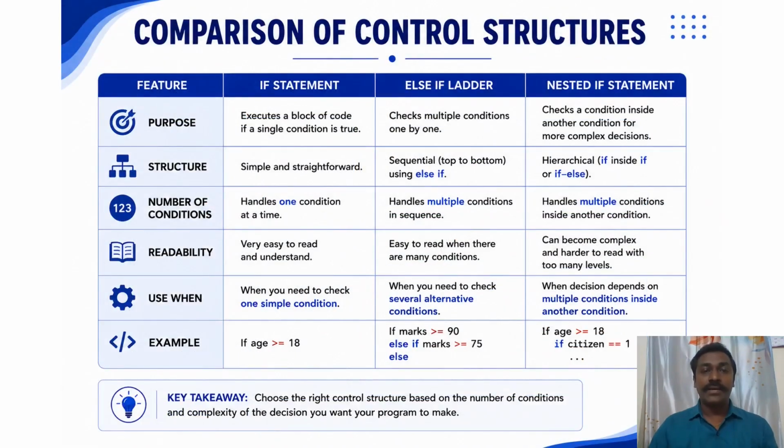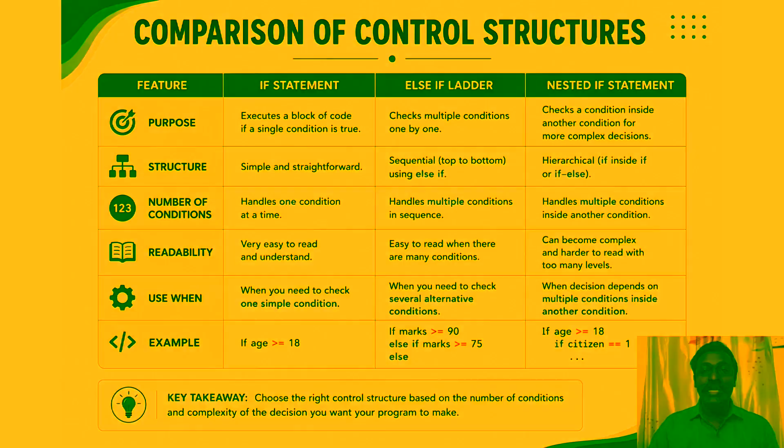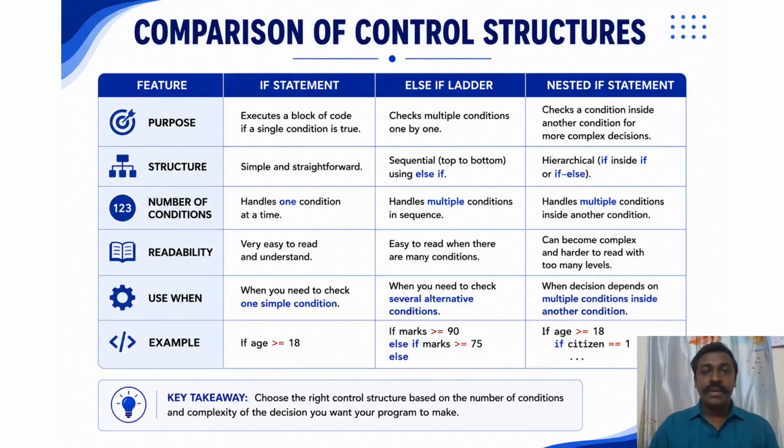Now when we compare these three: if executes a block of code when a single condition is true. Else if checks multiple conditions one by one, so it executes sequentially, top to bottom. Nested if checks a condition inside another condition for more complex decisions. It is hierarchical: if inside if, or if else. So it checks multiple conditions, nested.